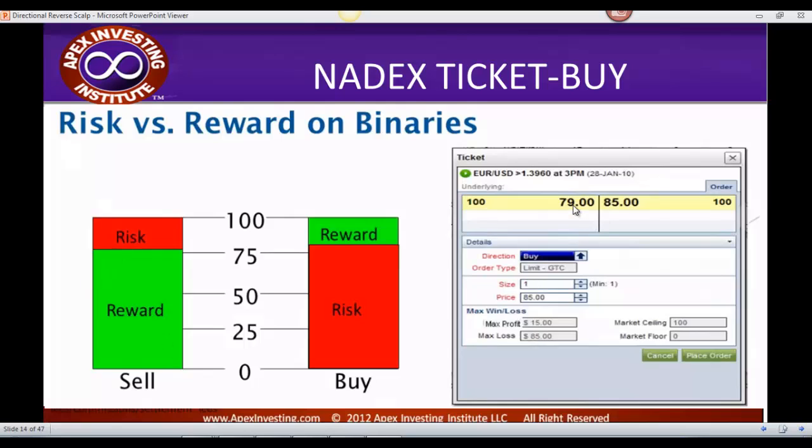If I'm selling this, I'm saying no, I don't think the euro dollar will be above 1.3960. I think it'll be that or below that. So I'm selling for $79. My max reward is 79. My max risk would then be 21.